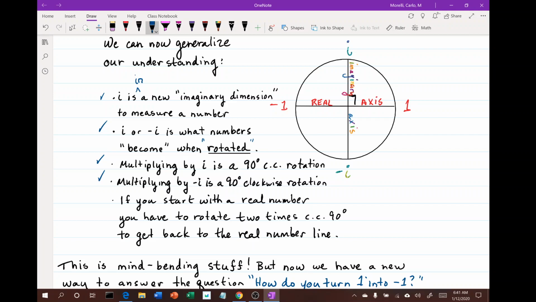If you start with a real number, you have to rotate 2 times counterclockwise by 90 degrees to get back to the real number line. See, your first multiplication by i takes you into the imaginary plane. And then you multiply by i again, you get out of the imaginary and you get back to the real.